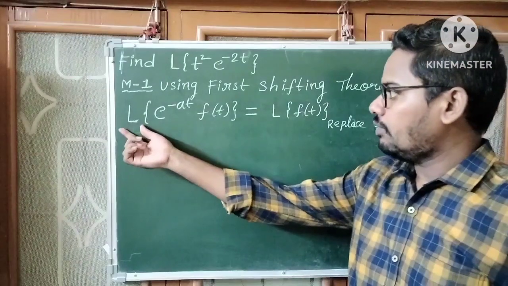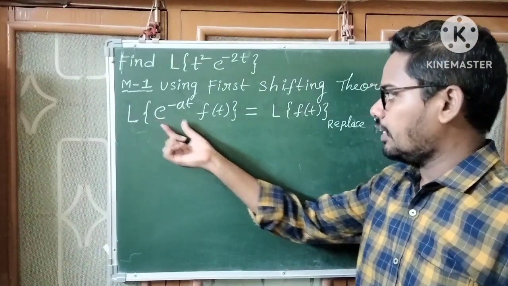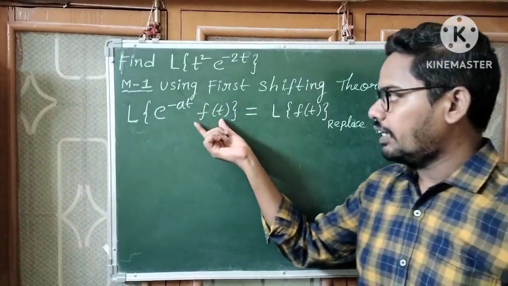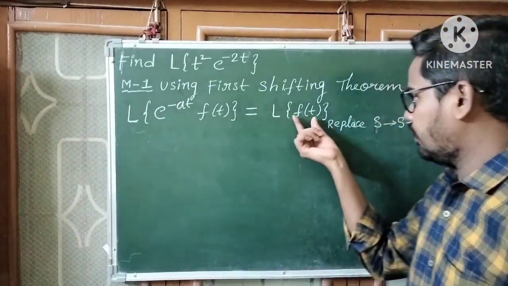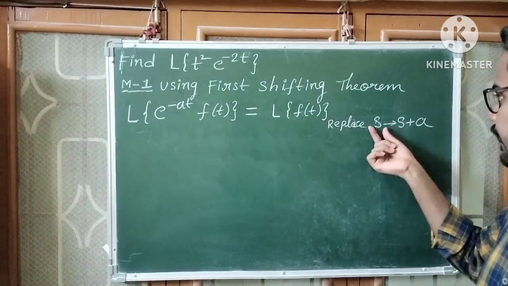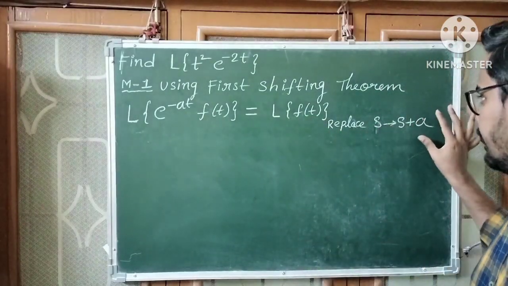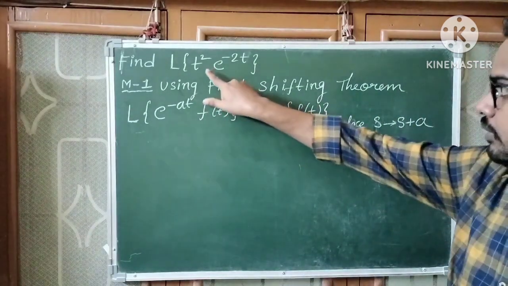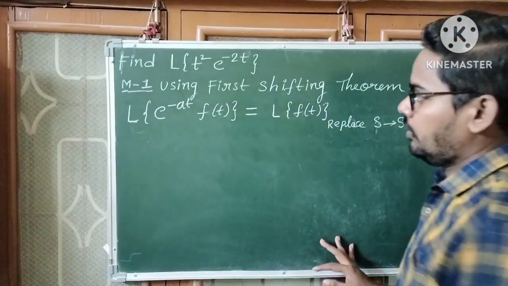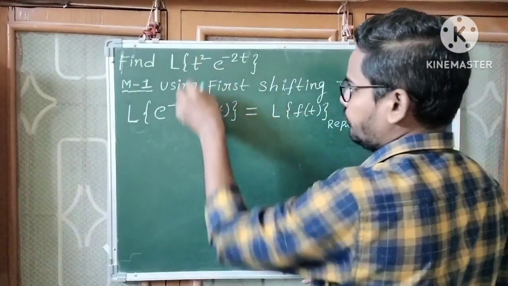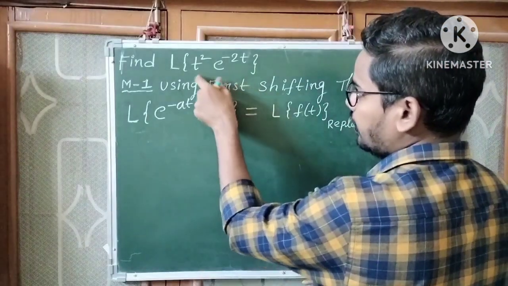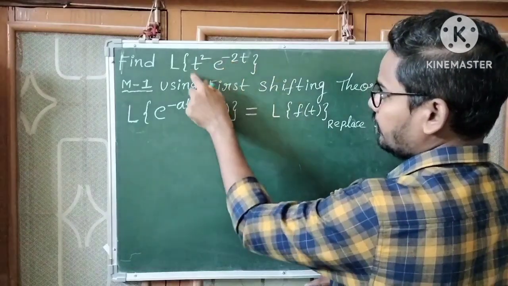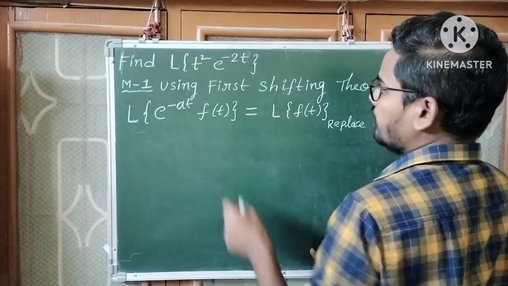Okay, so Laplace transform of e power minus at f of t is equal to L of f of t. Find the Laplace transform of this function f of t, then replace s by s plus a. So here I am going to use this formula for solving this problem. First of all, compare these two expressions. See, this is like e power minus at into t square. So this t square is equal to f of t.